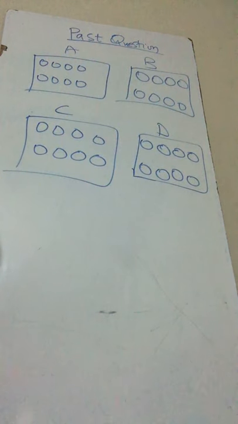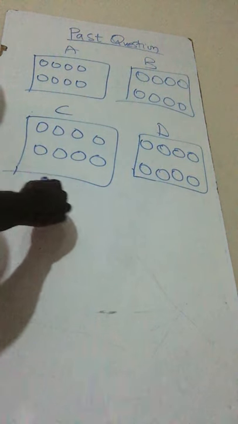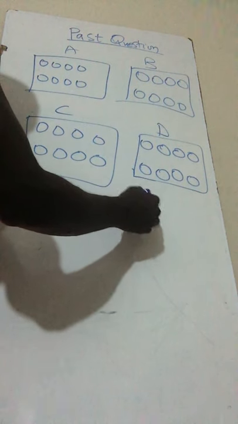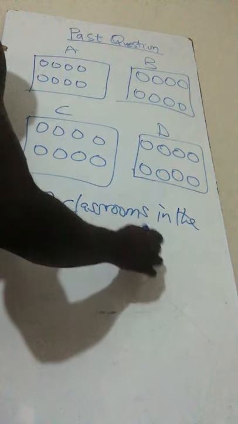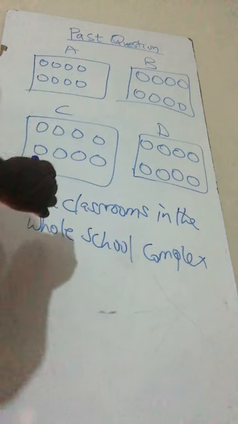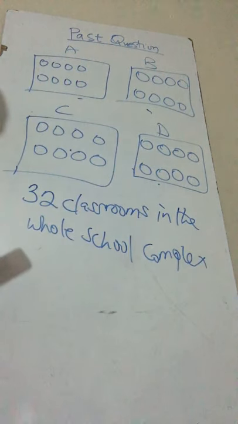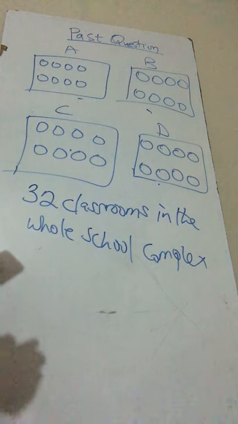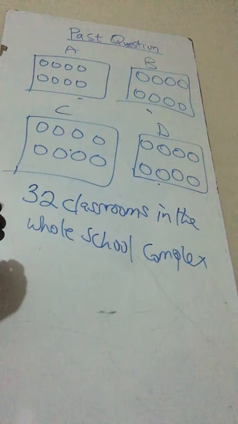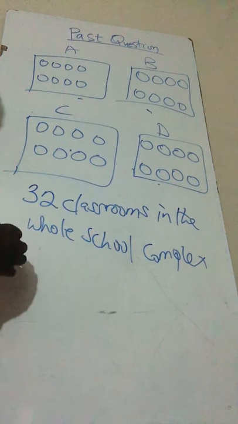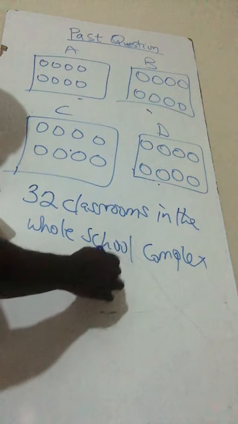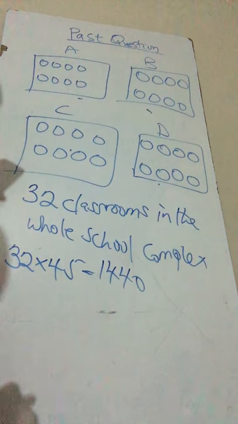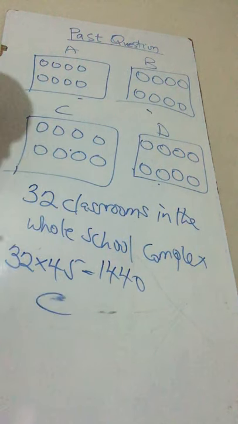You get it? So from this we can see that we have 32 classrooms in the whole school complex. And we got this 32 by multiplying 4 by 8. You get it? And each classroom has how many? 45 students. So each class can take 45 students. So you just multiply 32 by 45, which will give you 1,440. So the answer for question 2 is C.